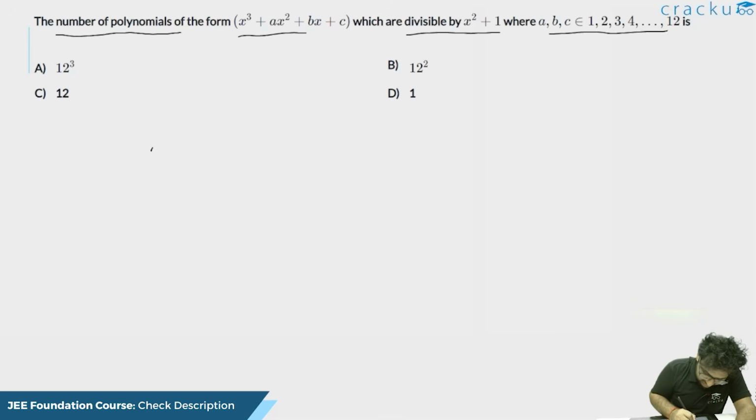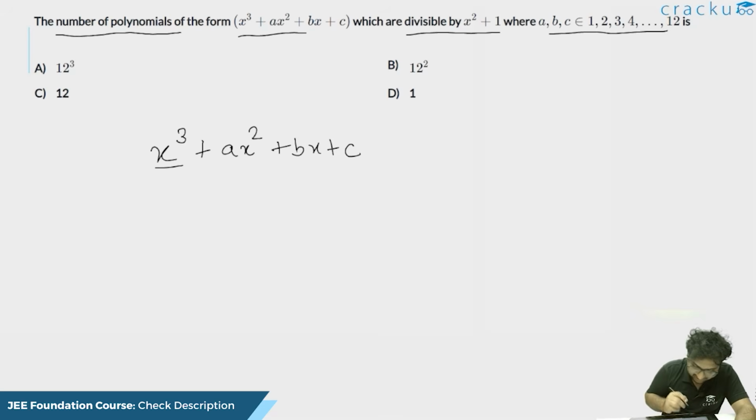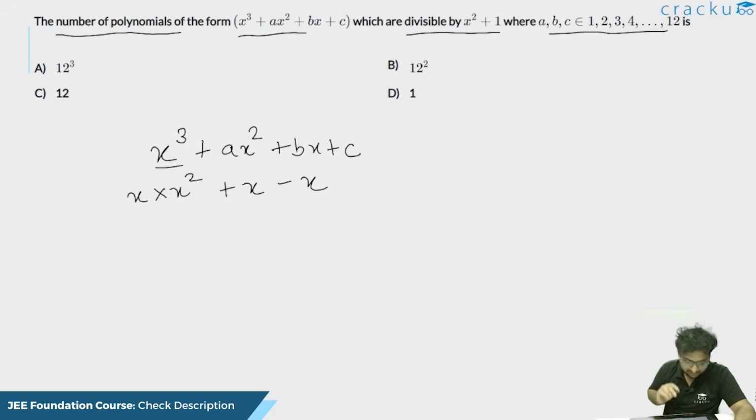So we have this equation x cube plus ax square plus bx plus c. Now I know this is divisible by x square plus 1. So I know x cube is x into x square. So I will add one x here, so plus x minus x. Why? Because if I take x common, then I will get x square plus 1 in this. So I want to get this polynomial in terms of x square plus 1.